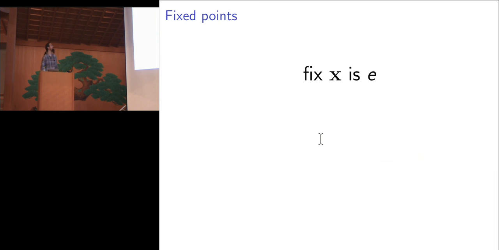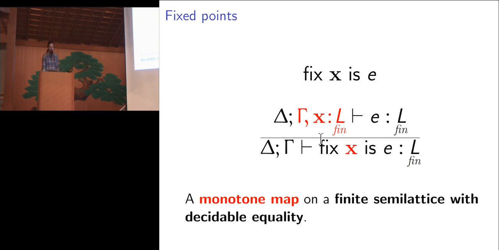Okay. So now I'm going to talk about fixed points. So fixed points are expressed like this, right? This takes the fixed point of the function lambda x dot e. Here's the typing rule for it, and this involves one thing we have seen and three things that we haven't. So the thing we have seen is monotonicity, right? It puts the variable x into the monotone context to guarantee that the function we're taking the fixed point of is monotone. This is the whole reason why we have this monotone context.